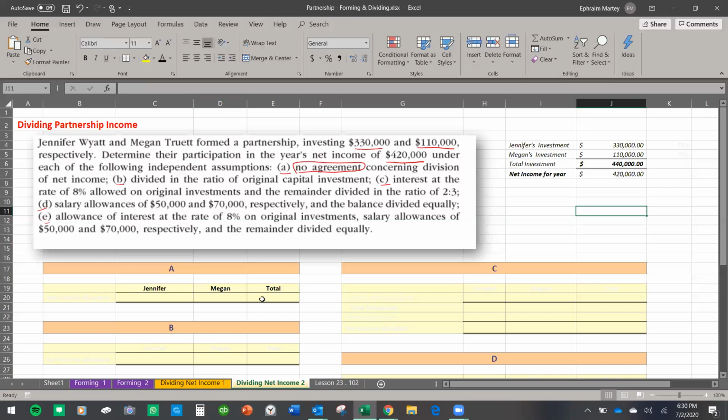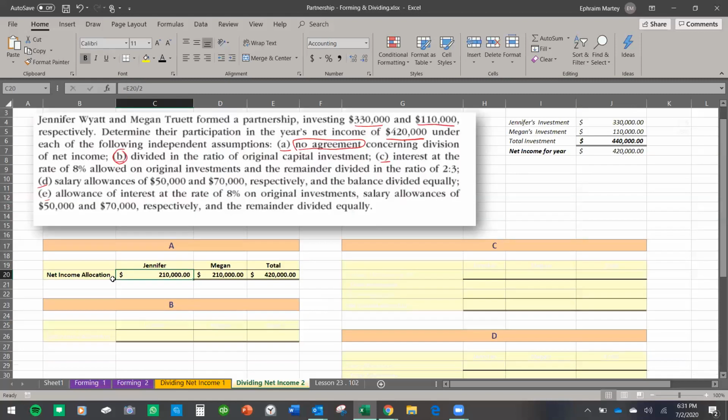So now what is our net income? That's the only one we need to worry about. Net income is 420,000 and we are dividing it equally. So we take this one divided by 2, and then we take this one divided by 2. Or you can take this one minus that and that gives you the same answer. Okay, so we are done with A. Let's go to scenario B. What will happen with B if we divide in a ratio of original capital?